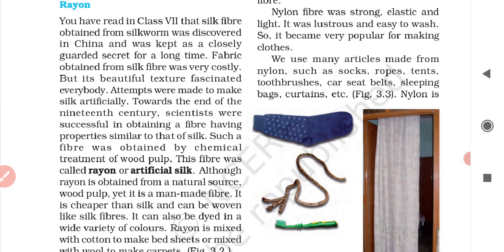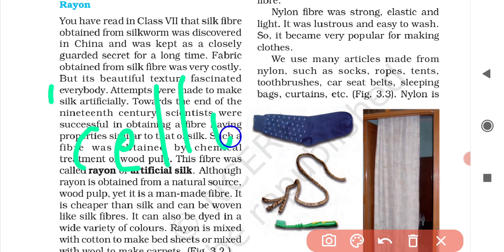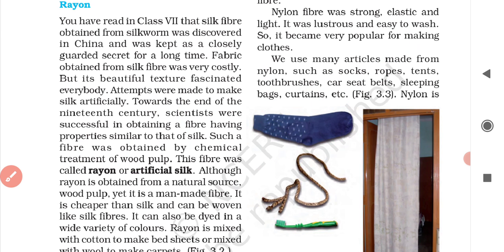Towards the end of the 19th century, scientists were successful in obtaining a fiber having properties similar to that of silk. Such a fiber was obtained by chemical treatment of wood pulp which contains cellulose. Wood contains a large amount of cellulose. So this fiber was called rayon or artificial silk. Rayon is often regarded as artificial silk.